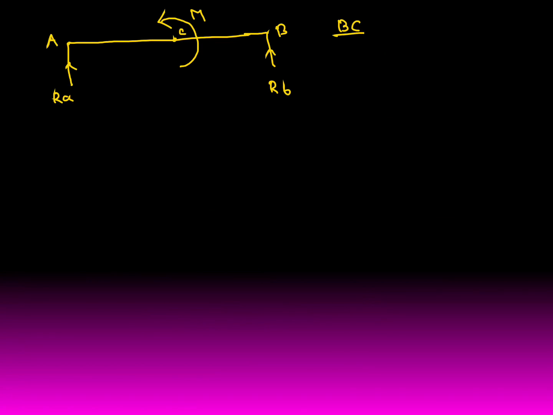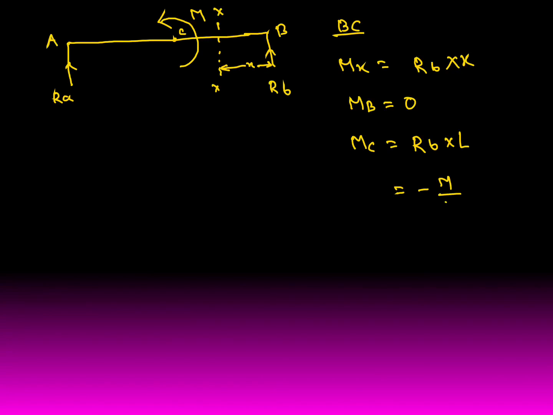Then from B to C we will calculate at section XX, let this distance be x. The moment at XX, Mx, is positive RB into x. At point B, x equal to 0, so the moment MB is 0. RB into x is 0. Then at point C, when x equal to L, it's RB into L. We already got RB, it's minus M by 2L into L. L cancels, so at C point it's minus M by 2.